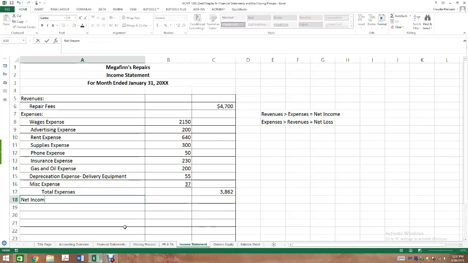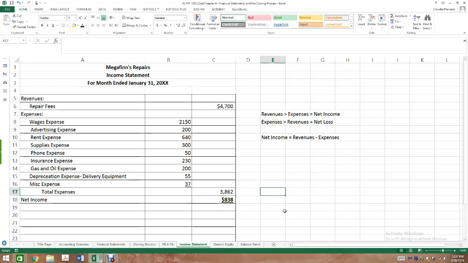So I'm going to have net income, and what I'm going to do is get my revenues minus my expenses. Okay. So your net income is revenues minus your expenses. Let me save this. So that is my net income, $838.